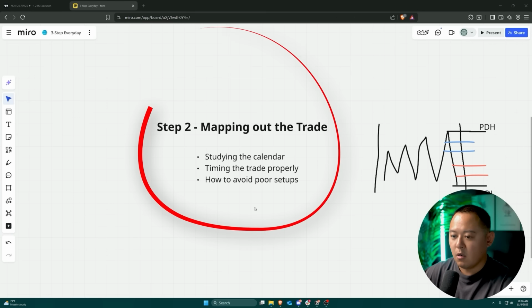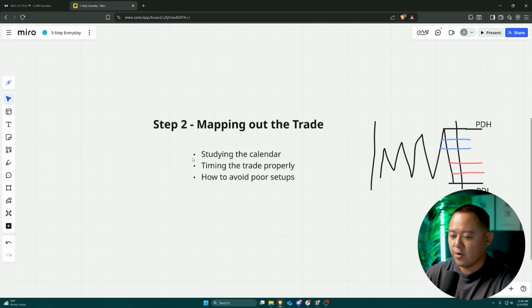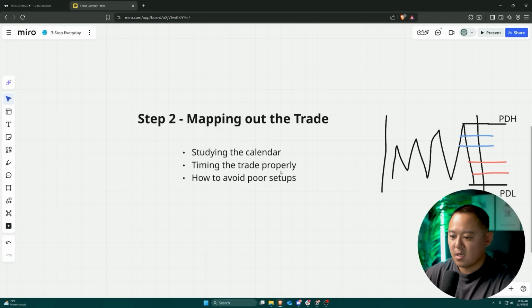All right, now we've got all our levels marked, which is great. However, knowing where we want to take trades is totally useless if we don't know when we want to trade. So when we're mapping out our trade, we have to do a couple things. We have to understand the calendar, and this is going to allow us to time our trade properly. Also, how to avoid poor setups. I'll get into that bit in just a minute.